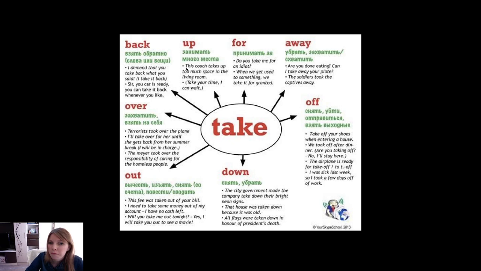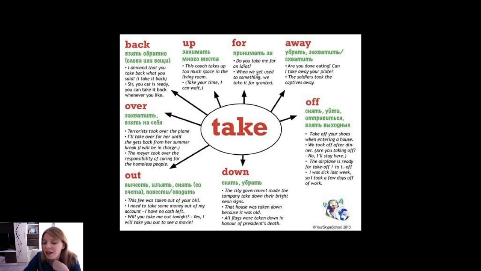Диван, да, кушетка занимает слишком много места в гостиной. So to take up much space. Take for – принимать за. Принимать за в значении, когда один человек принимает другого за кого-то третьего. So do you take me for an idiot? Ты принимаешь меня за дурачка?